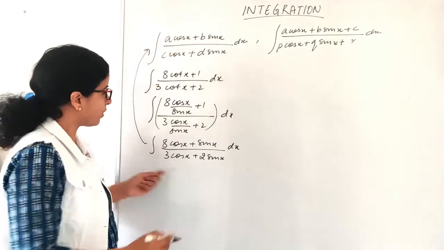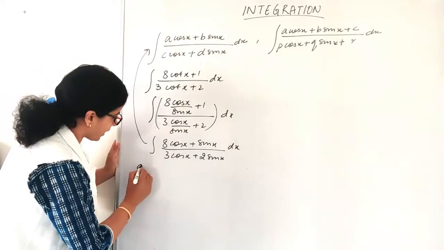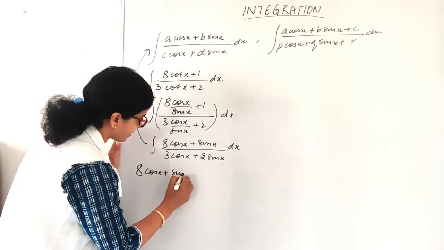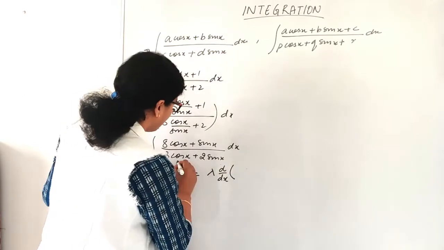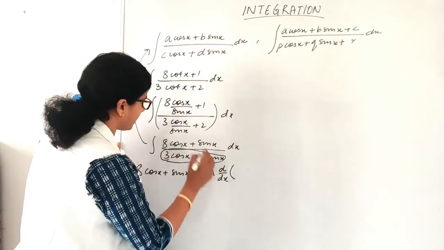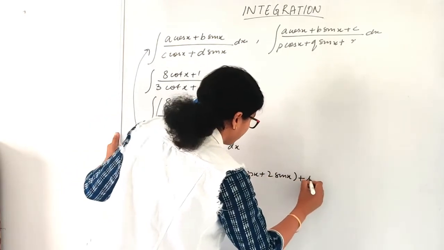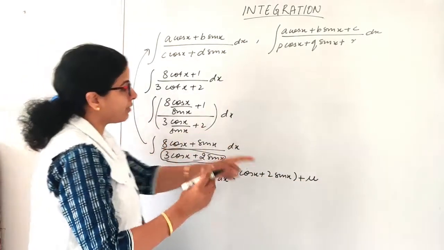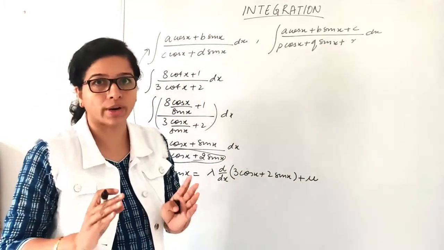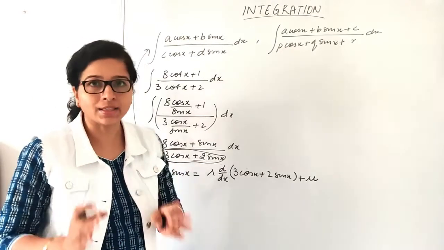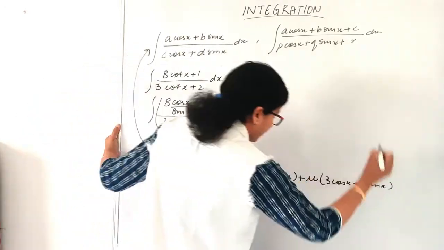What I have to do is convert my numerator in terms of the denominator. So 8 cos x + sin x equals lambda times d upon dx of the denominator, 3 cos x + 2 sin x, plus mu. With mu again we have to write the denominator. In case of algebraic terms we were not doing so, but whenever it is sin x and cos x, with mu I have to write this again. Is it clear?